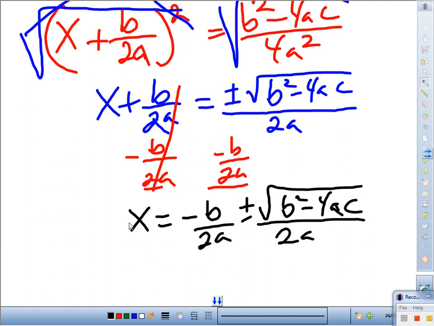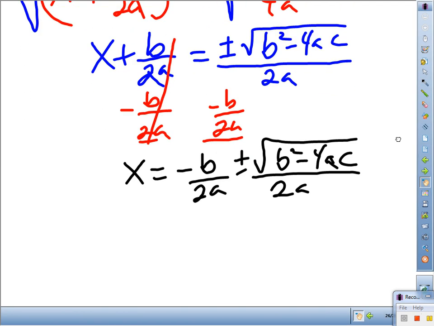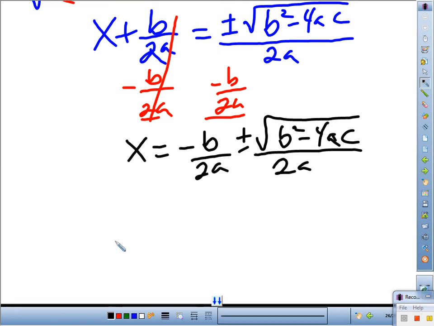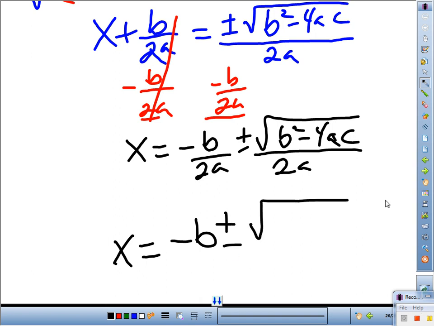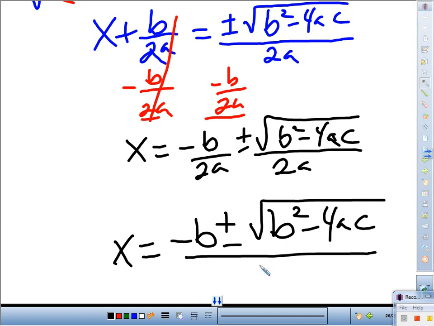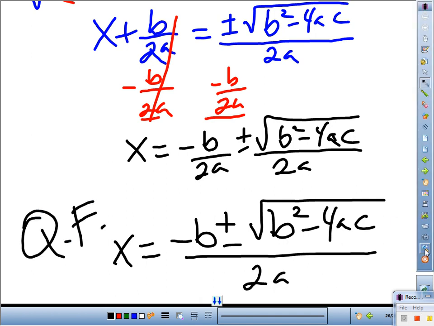So let's see. You have two fractions like this, is that correct? And those two combine because they have a common denominator. So what did we end up with? x equals minus b plus minus square root b squared minus 4ac over 2a. This is my quadratic formula.